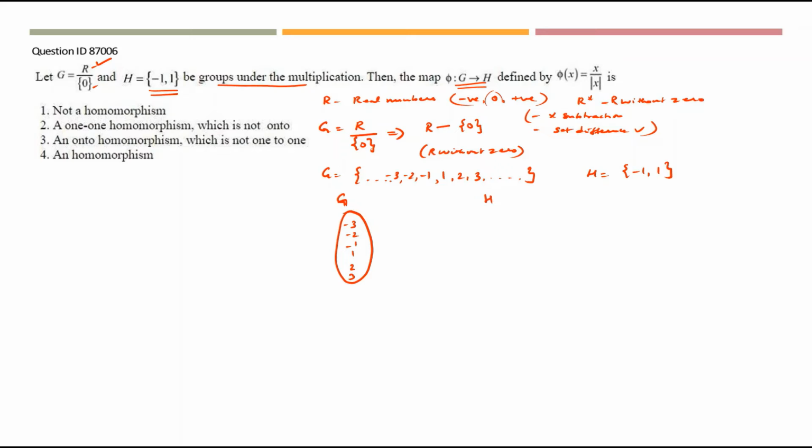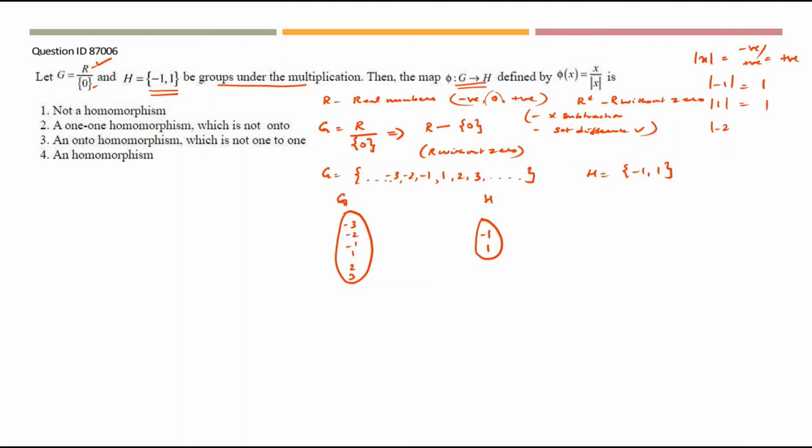And for H, we'll have it as minus 1 and 1. They have given a function, the mapping function, phi of x is equal to x divided by mod x. It means whenever you present a negative number or a positive number, it ends up positive. So when I apply this modulus to a negative number, it turns positive. When I say it is minus 1, it is 1. When I say it is 1, it is again 1.